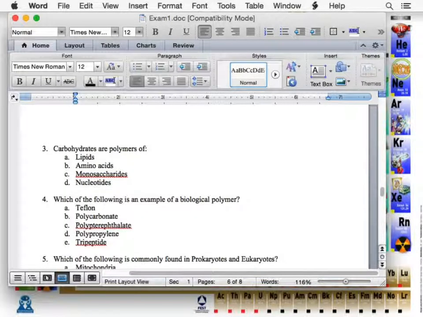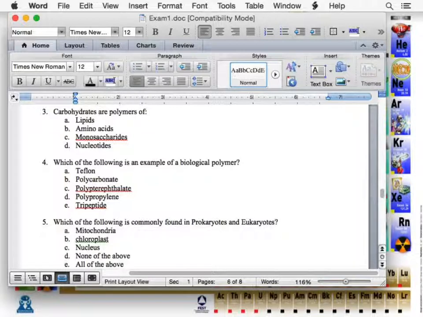Start getting really boring questions. Carbohydrates are polymers of monosaccharides. Where did this question come from? Our chapter 1 section. It's just kind of the general gist information. So you're getting a lot of just dumb memorization questions.